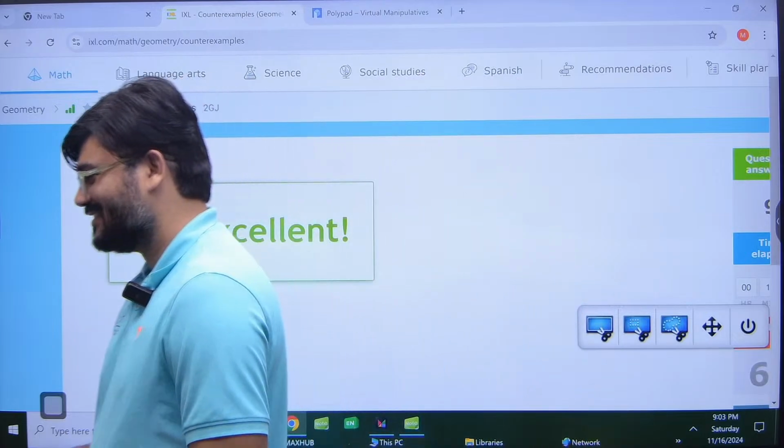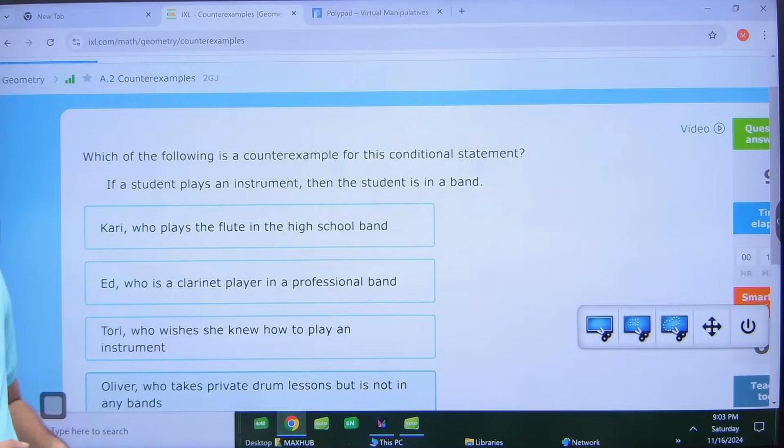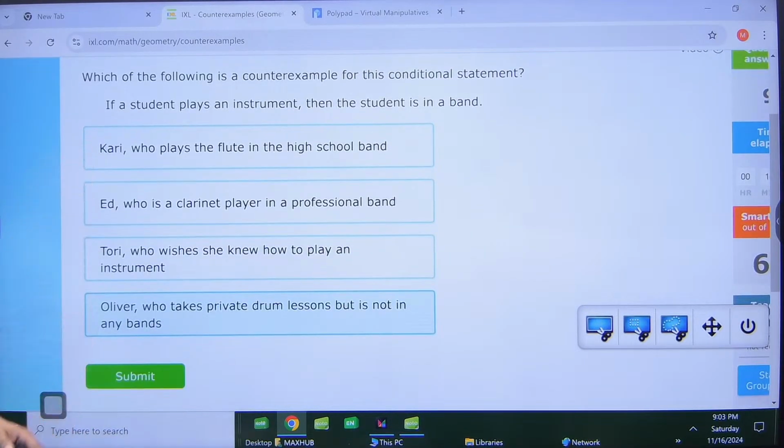Yes, sir. Okay. Which of the following is the counterexample for this condition? If a student plays an instrument, then the student is in the band. Ed, who is a clarinet player. Yeah, that's what I was going to say. But then Oliver. Okay.